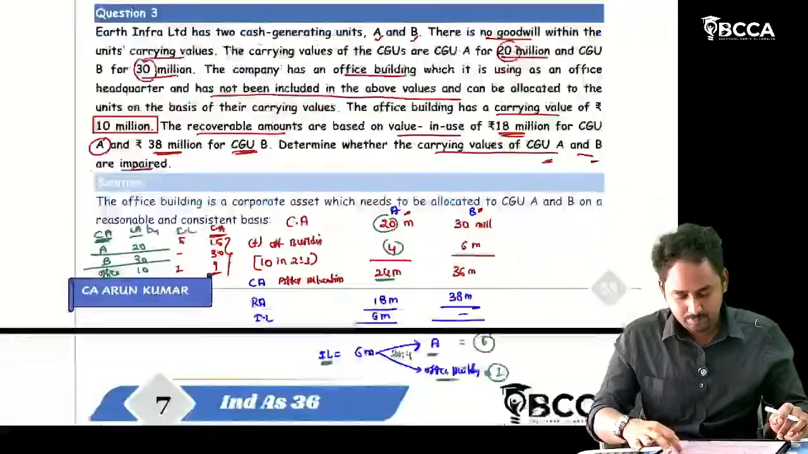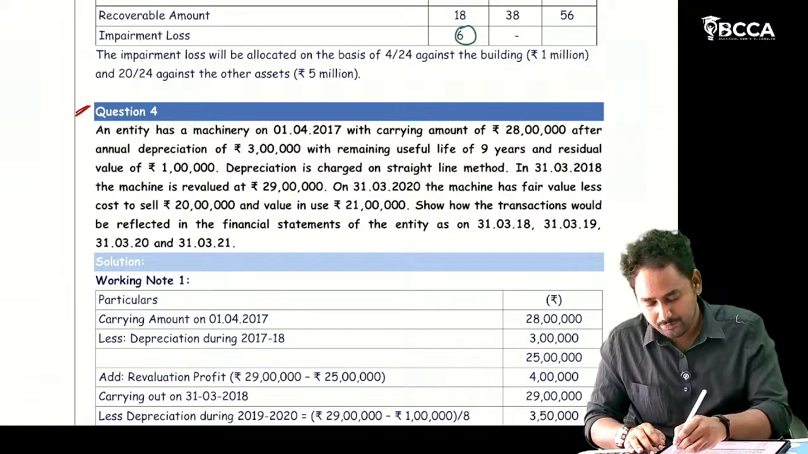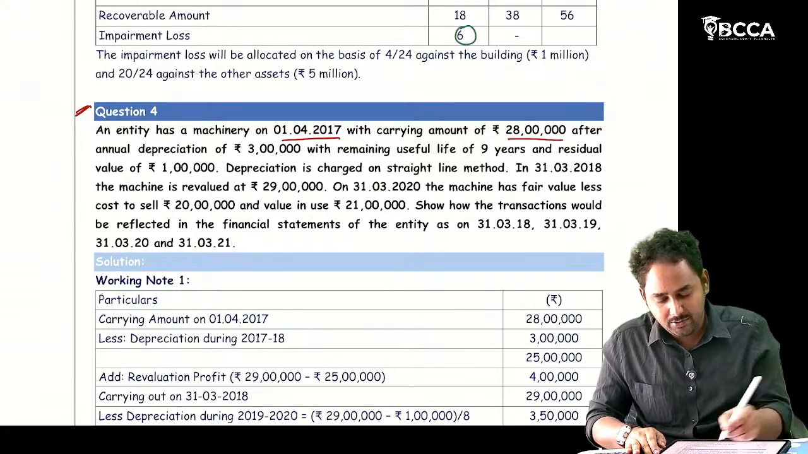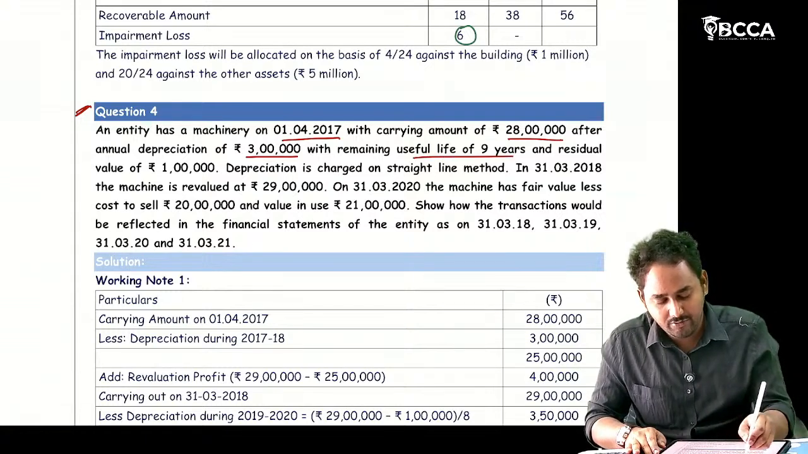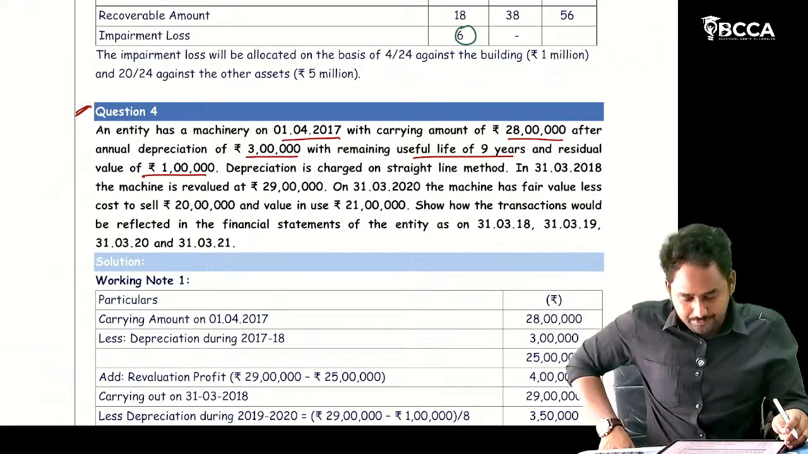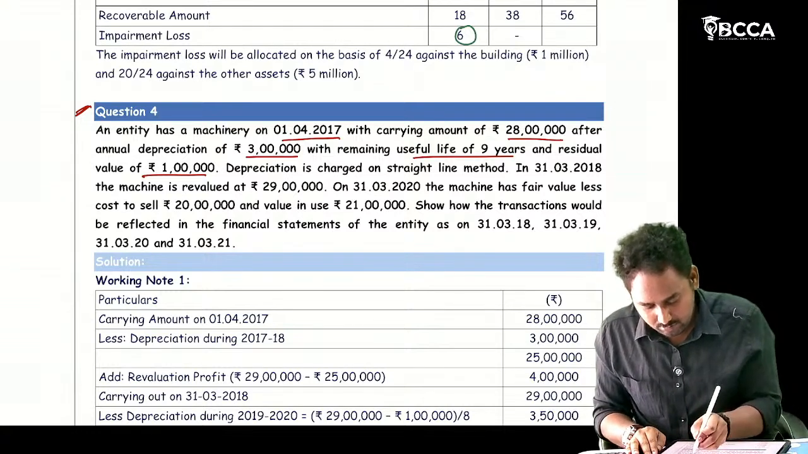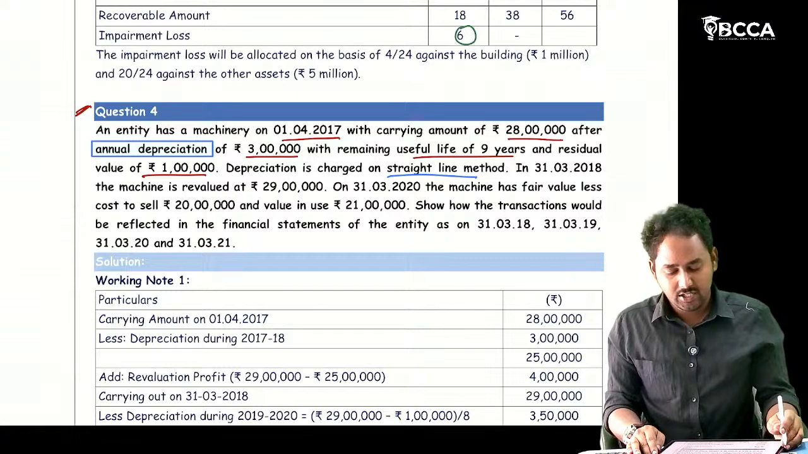So question number 3 is completed. Let's see question number 4. An entity has a machinery on 1/4/17 with a carrying amount of 28 lakhs after depreciation, with annual depreciation of 3 lakh, a remaining useful life of 9 years and a residual value of 1 lakh. What is the annual depreciation? 3 lakh. And the depreciation is charged on SLM basis.